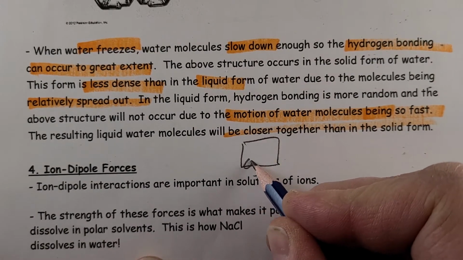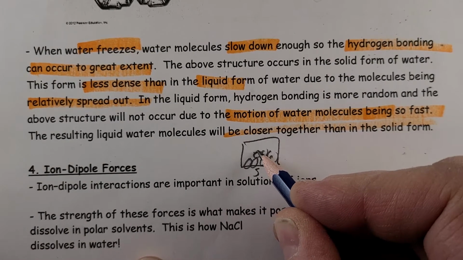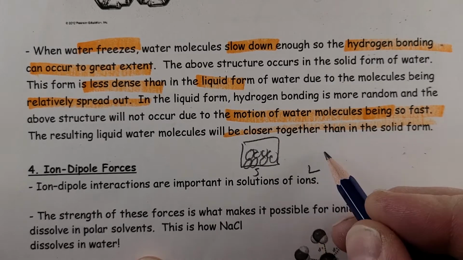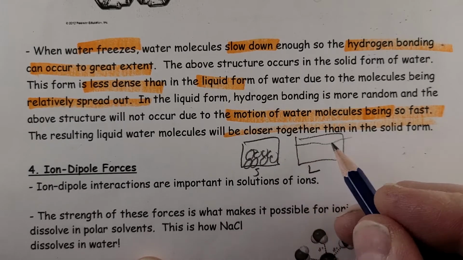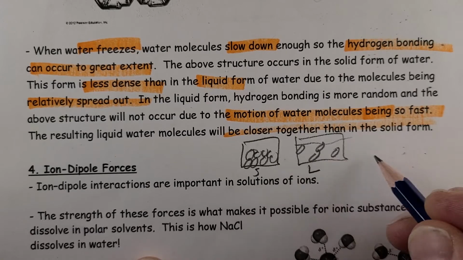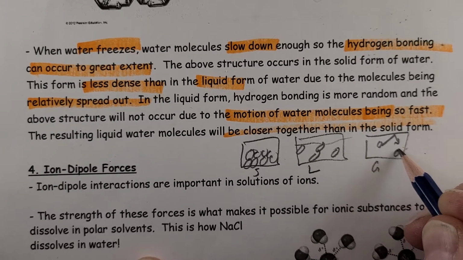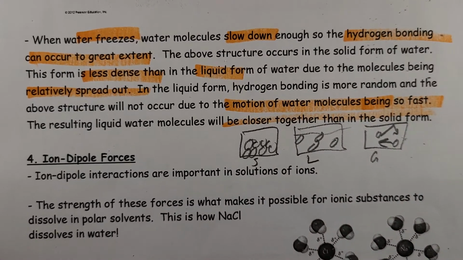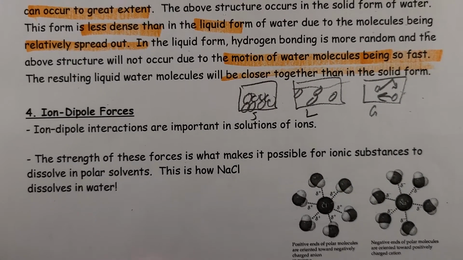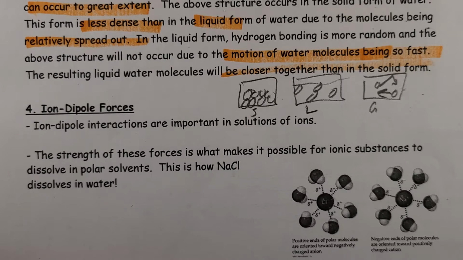Usually in a solid, atoms are close to each other and really dense. In a liquid, they're further apart. And of course in a gas, they're floating around and really far apart. So that's a relatively interesting thing about hydrogen and oxygen in water.